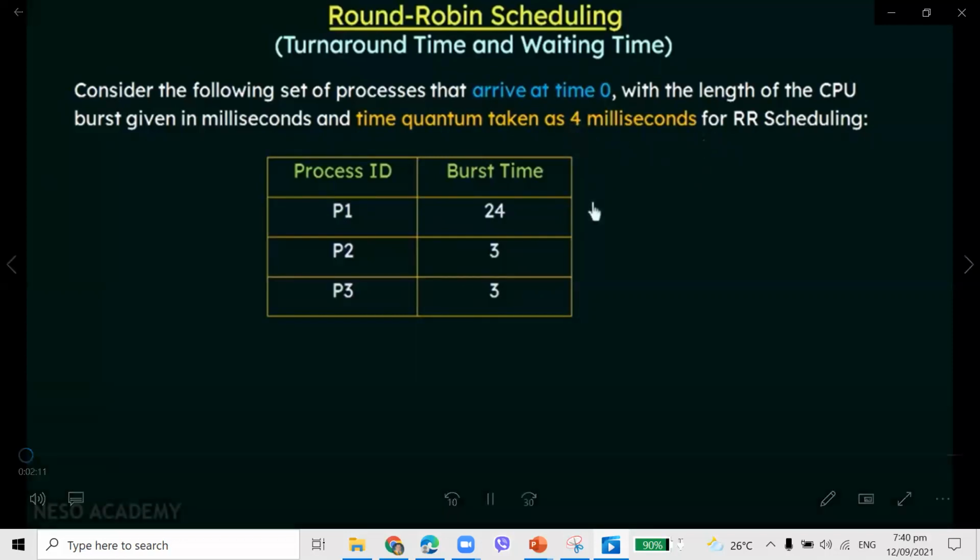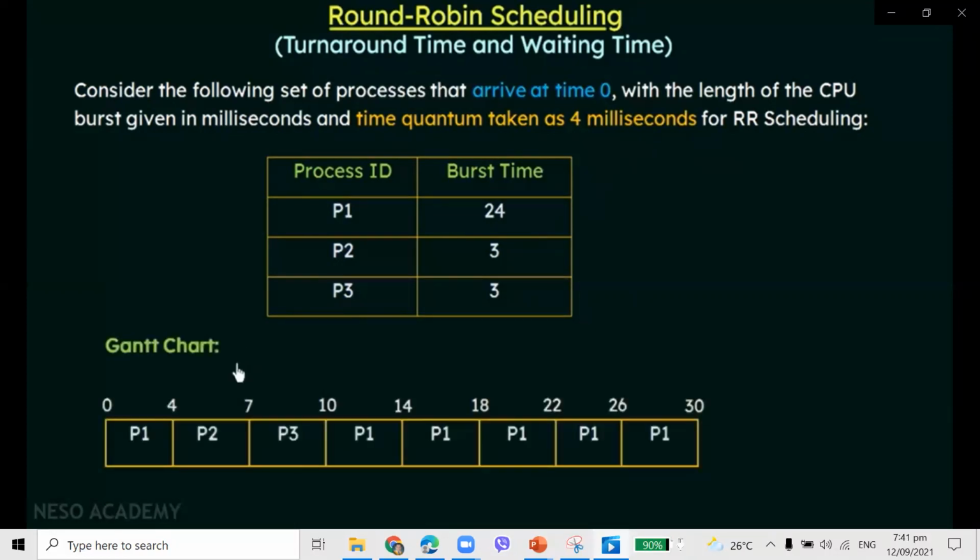Here we will be seeing how we can calculate the turnaround time and waiting time for this set of processes. The first step in calculating the turnaround time and waiting time for any scheduling algorithm is to first form the Gantt chart. So we have to form the Gantt chart for this set of processes, and after that we will proceed to calculate the turnaround time and waiting time. Let us see how we can form the Gantt chart for this.